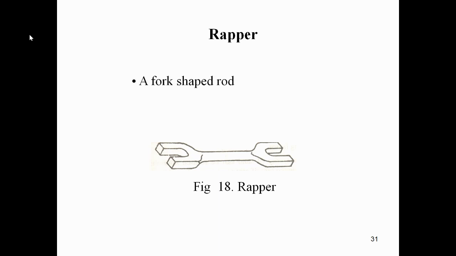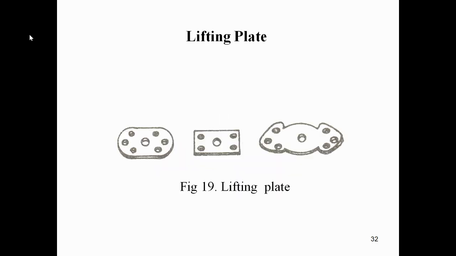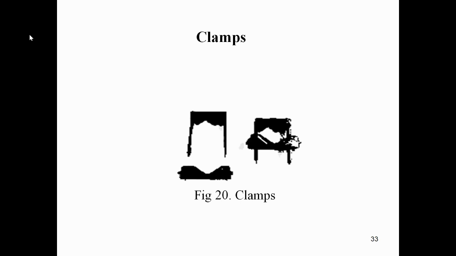Next one is the rapper, a fork with a sharp rod. This rapper drives the draw pins into the pattern. Next, lifting plates. Here we can see the different types of lifting plates. This lifting plate is made of iron. It is used to lift the pattern from the molding.